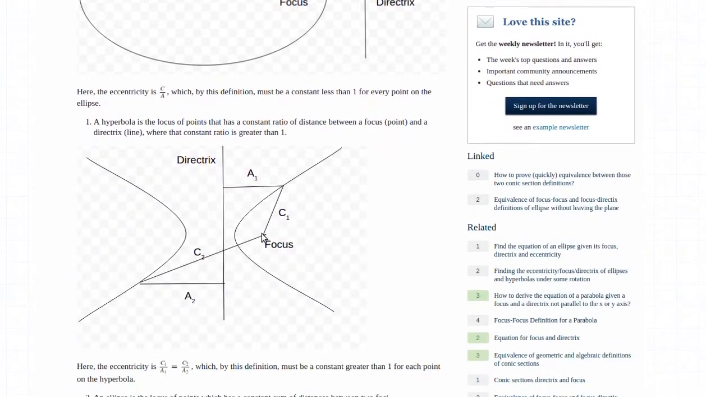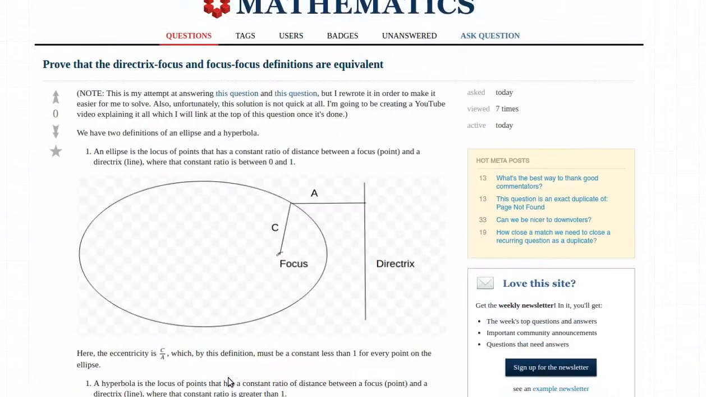So if you have a focus and you have the directrix, then you draw a line between the focus and the point. Draw a line between the point and the line. C1 over A1 is greater than 1. It's very clear here because we have C2 and then we have A2. Clearly C2 is longer than A2, so the ratio is greater than 1. So that's for a hyperbola. Again, C1 over A1 equals C2 over A2. It's the same for every point on the hyperbola. The ratio is always greater than 1 for a hyperbola, less than 1 for an ellipse.